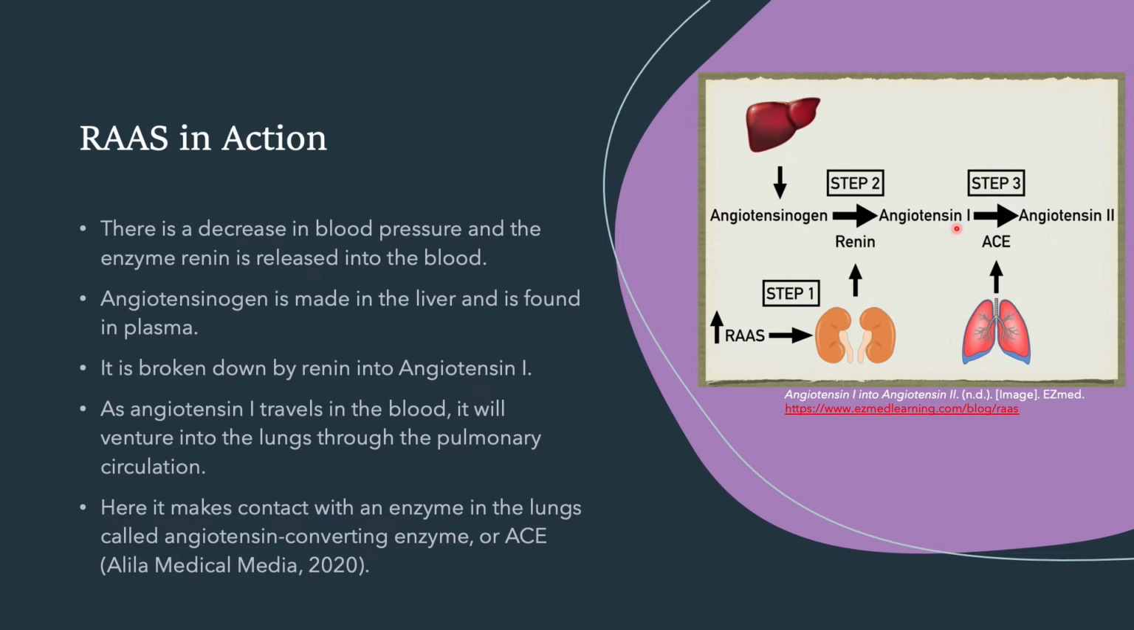Angiotensin I will now travel in the blood, and it will venture into the lungs eventually through the pulmonary circulation. And here it will make contact with another enzyme, and this is called ACE. ACE stands for angiotensin converting enzyme. So as ACE and angiotensin I come together in blood, that will go ahead and cleave angiotensin I into angiotensin II.